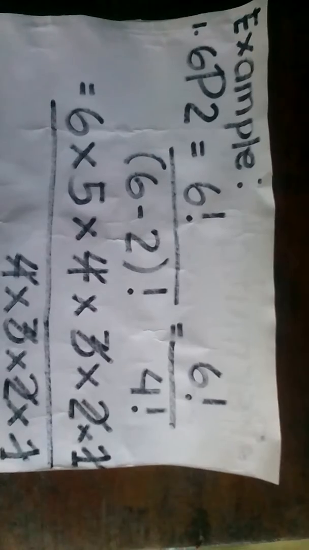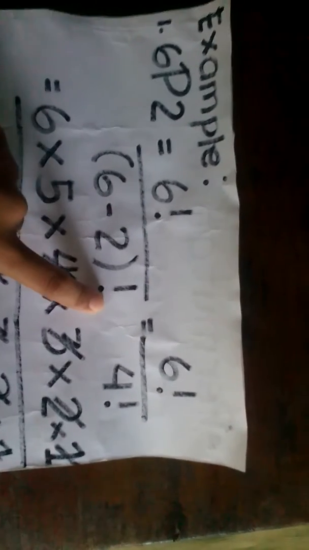Formula: nPr is equal to n factorial over n minus r factorial. Example, 6P2: 6 factorial over 6 minus 2 factorial. Copy the 6 factorial. So, 6 minus 2 is equal to 4 factorial.